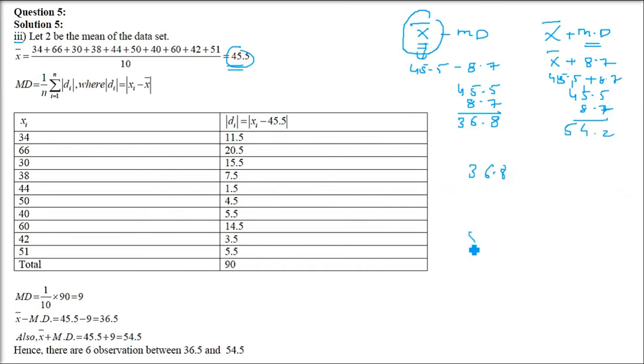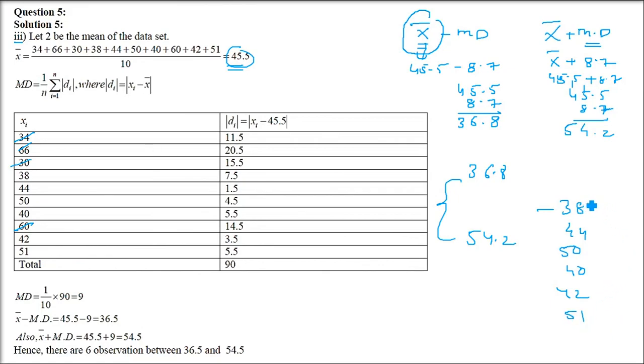Now check all the numbers and see which lie between 36.8 and 54.2. 34, no, it is not in between. 66, no. 30, no. 38, yes, it is in between. 44, yes. 48. 50, yes, it also lies between 36.8 and 54.2. 40 is also coming. 60, no, it is out of bound. 42 is in between. 51 is also in between.